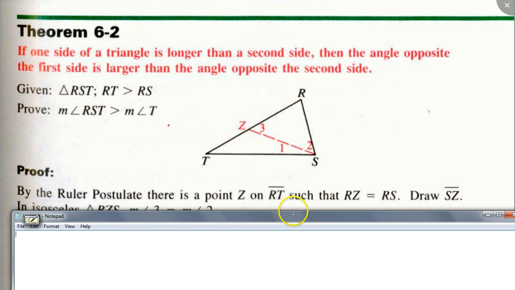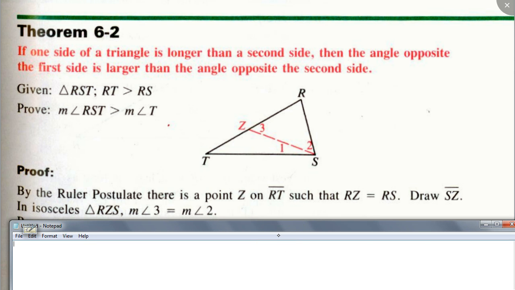As soon as you have that, guess what? Because of the isosceles triangle theorem, what can you tell me about angle 2 and 3? Congruent. Right?